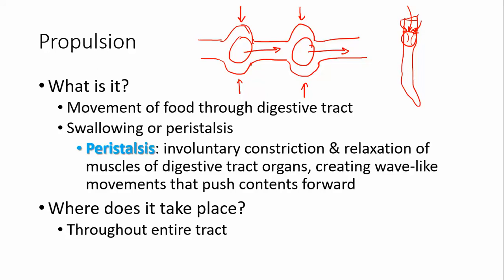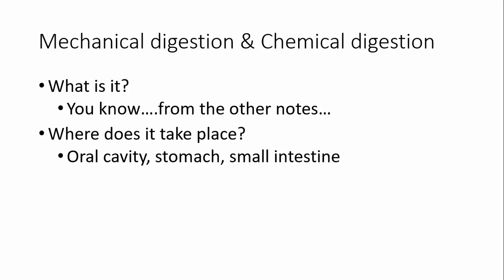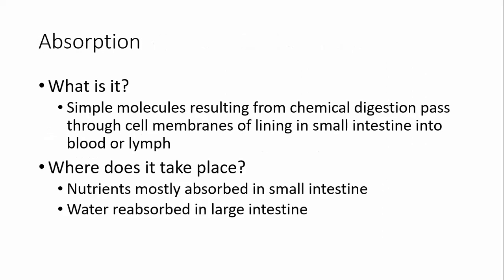Note, peristalsis happens throughout the entire tract, which is going to become relevant. That means every single box in the propulsion row or column needs to have a number 2 in it representing propulsion. So we learned about mechanical and chemical digestion in a previous set of notes, which will eventually go with a full set of digestive system notes on YouTube. We've got the locations where it takes place.